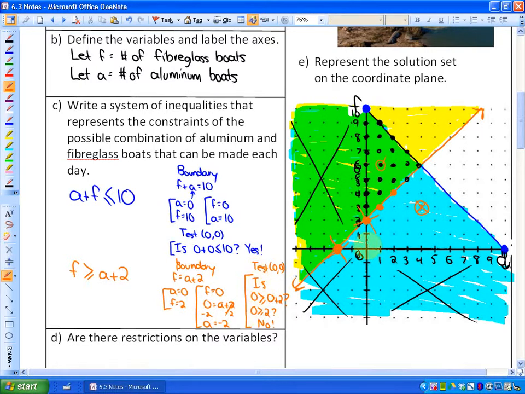And using your test point, you would find that you shade the opposite side of 0, 0, because you get a no. So you can look at this and pause it if you'd like to, but you would come up with the exact same graph here representing our solution set.